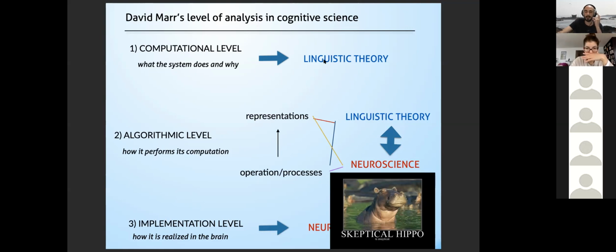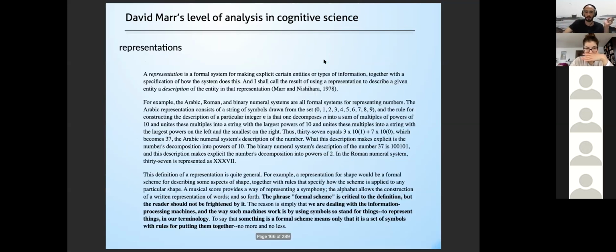But then the skeptical hippo comes again and tells you, all right, but are you sure things are really going this way? What's the evidence for this? Right. So first of all, I just want to tell you that the concept of representation introduced by Marr is really, really symbolic in a way. So what Marr said is that a representation is a formal system for making explicit certain entities or certain types of information, together with a specification of how the system does this. So it's basically a repertoire of objects with some information that tells you the rules of how to deal with these objects, okay? So the phrase formal scheme is critical to the definition, but the reader should not be frightened by it, okay?